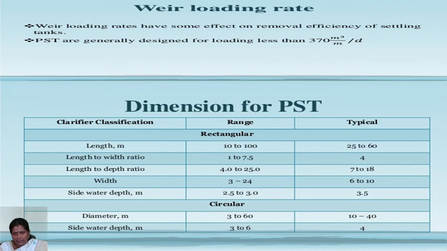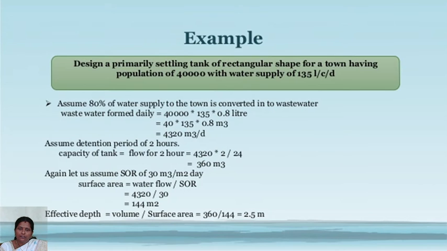For a circular tank, dimension, diameter is taken as 3 to 60. Typical value we are taken as 10 to 40. Side water depth in meter is taken as 3 to 6 meter. Typical value taken as 4 meter.